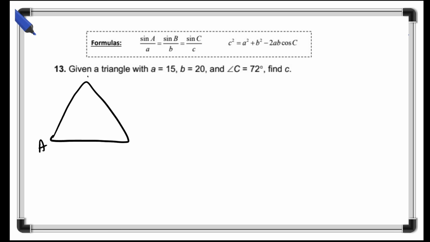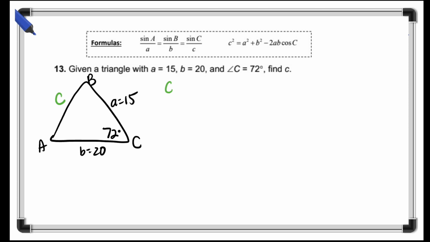In 13, we're going to draw another triangle here. You've got A, B, and C, where A is 15, B is 20, and angle C is 72. So here we are going to use the law of cosines because when your angle is in between your two sides, we can use the law of cosines. So we are trying to find C.